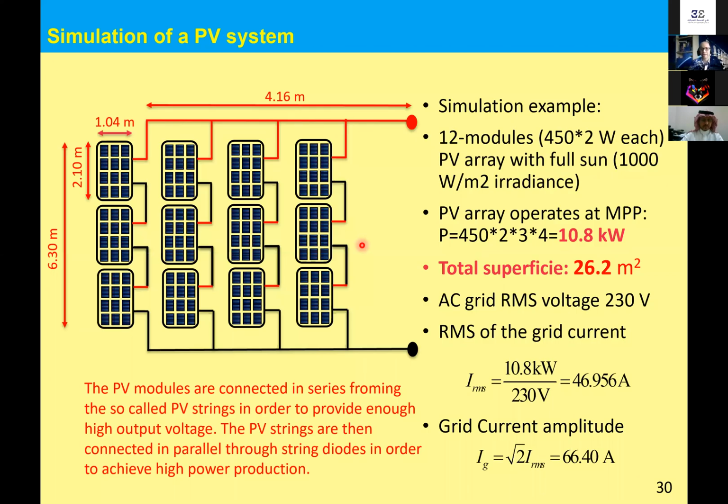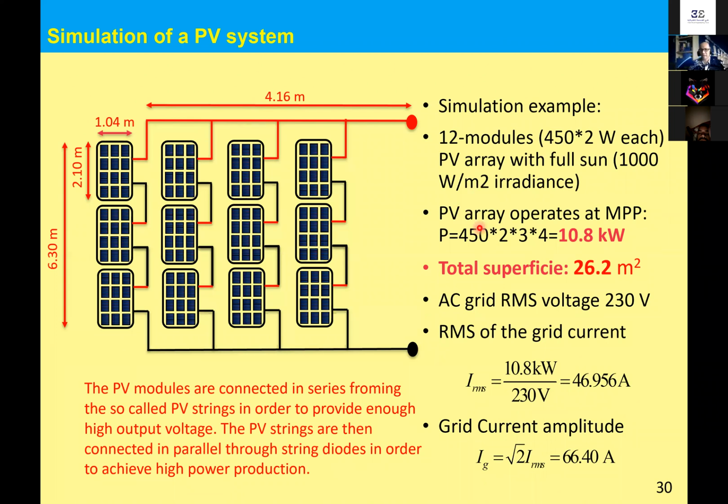So the case study that we will consider is illustrated in this slide. We will use 12 modules, each one of 450 watt. This power is given at full irradiance, which means 1000 watt per meter square.